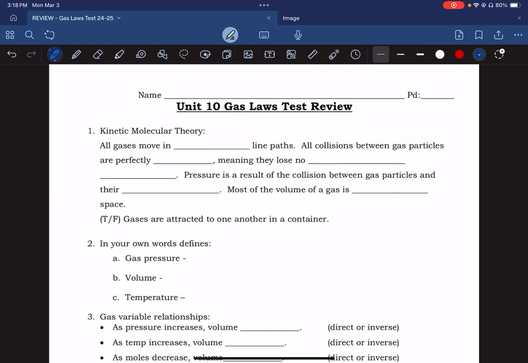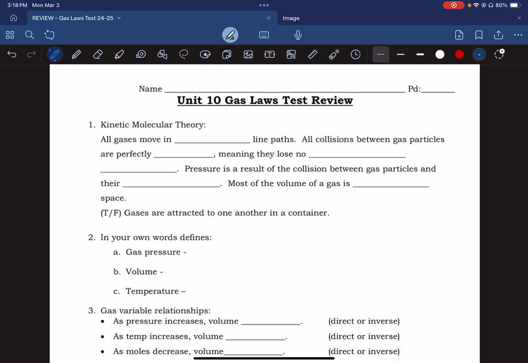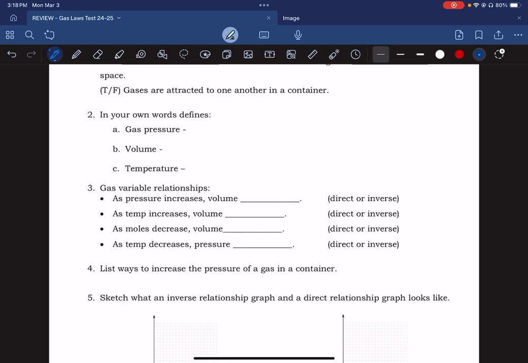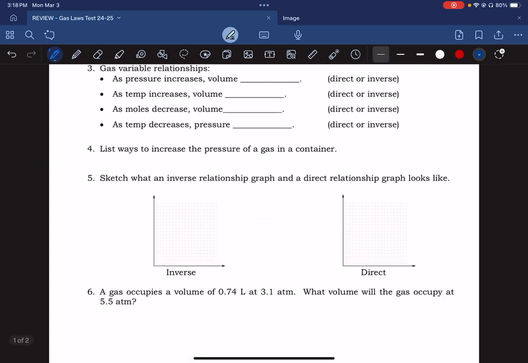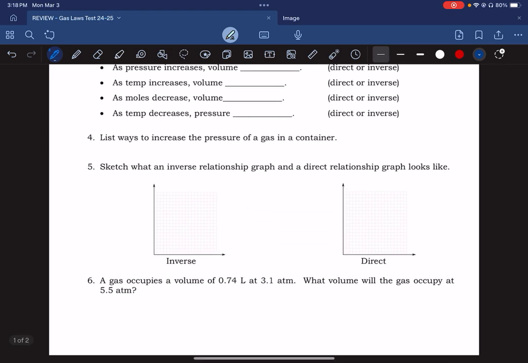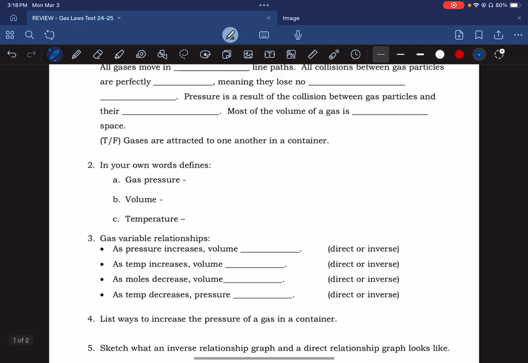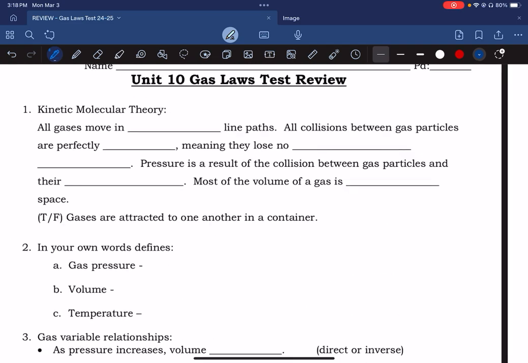Hey guys, so I wanted to take a couple of minutes and go over some of the key things in the test review. So this is part one of gas laws, and we're going to talk a little bit about gas behavior, kinetic molecular theory. We're going to talk about the relationships between the variables that we've been studying, and then what these graphs should look like. And then in part two and three, we're going to go over some of the math and work through some of the sticking points that students have been having. All right, so let's dive into it.